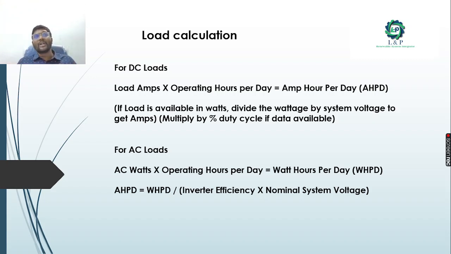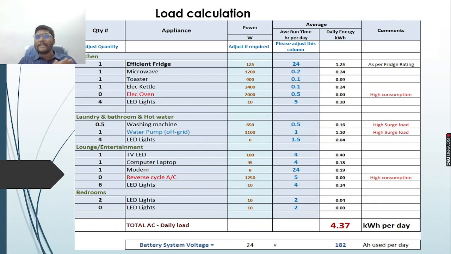in order to know the inverter efficiency, you need to study the inverter data sheet, how much its inverter efficiency is, and also what nominal system voltage you are going to plan. You can plan 12 volt, you can plan 24 volt, or you can plan 48 volt. Those things are very important to calculate the ampere hours per day. Okay, and this is a simple load calculation.